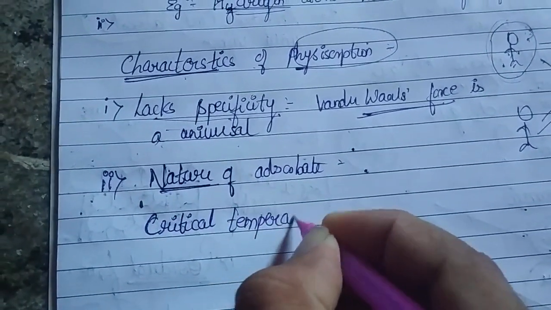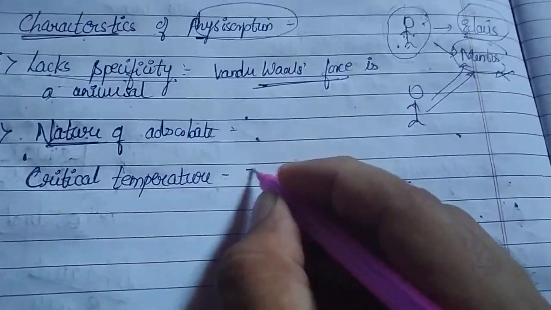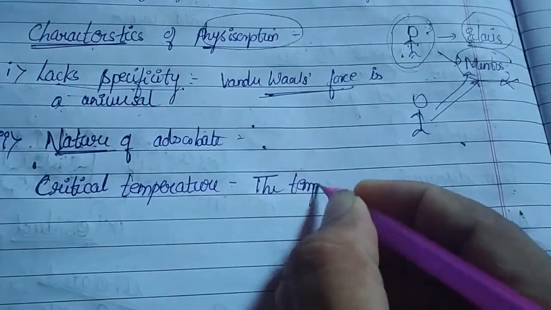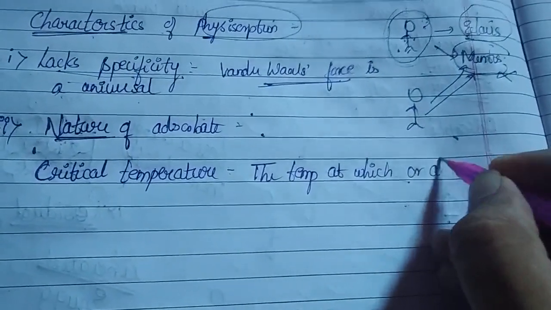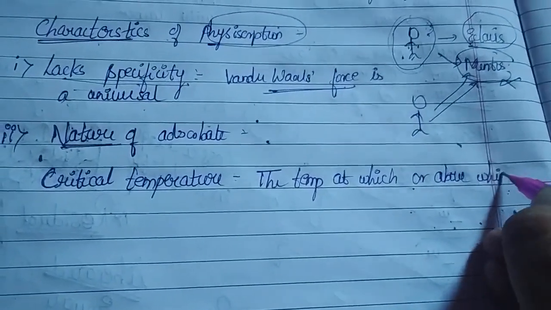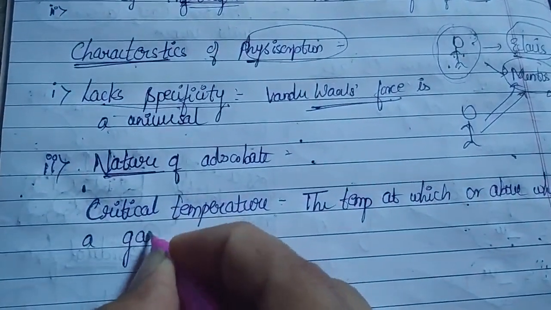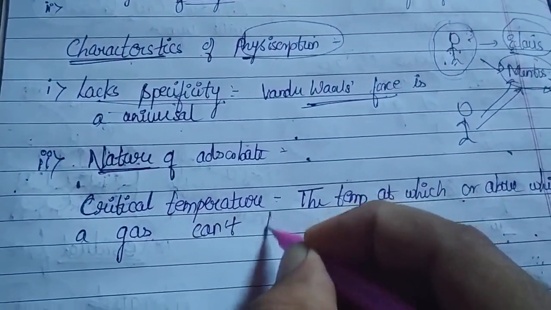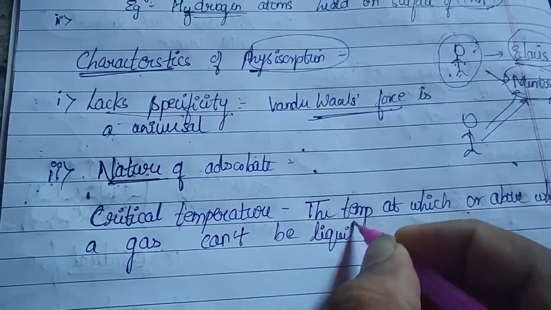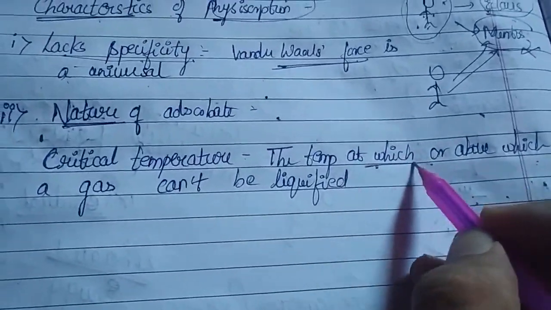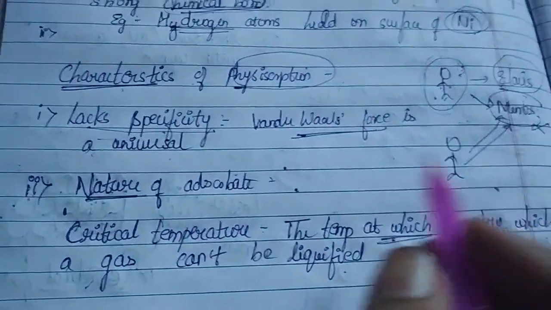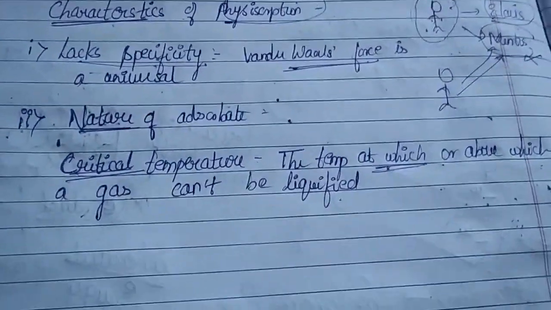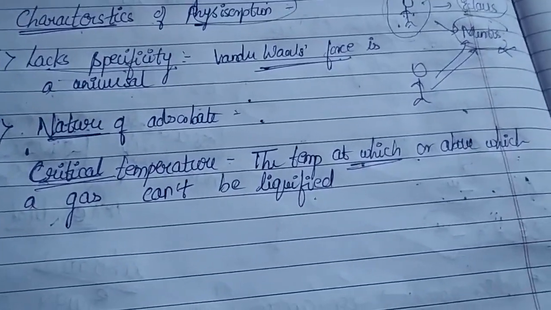What is that? Critical temperature. Can anybody define critical temperature? It is the temperature at or above which a gas cannot be liquefied. So such a temperature is called the critical temperature. For each and every gas there is a critical temperature.